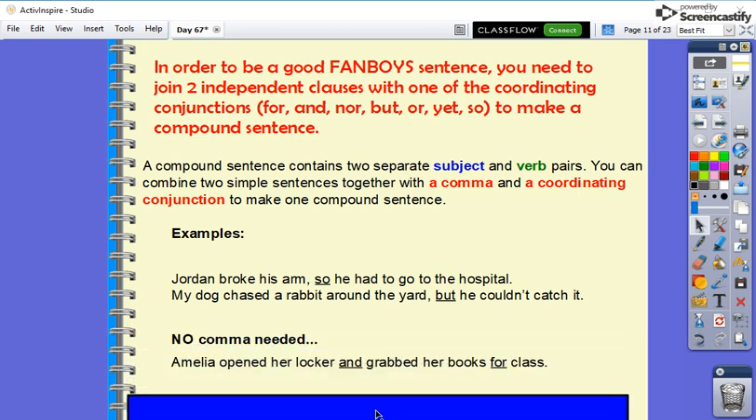But you have to be careful because sometimes those fanboys words are used in sentences, but they do not need a comma because it does not make two complete sentences. For example, Amelia opened her locker and grabbed her books for class. Just because the words and and for are used in that sentence does not make it a compound sentence needing a comma with the fanboys word.